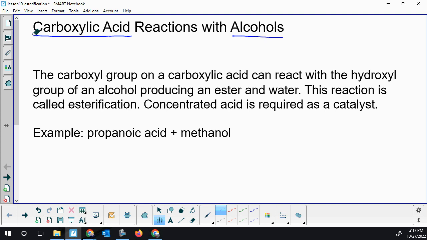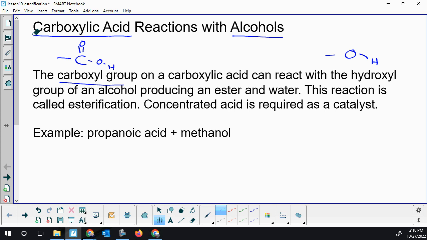You have to be a little careful though, because alcohols can do elimination with acid catalysts. But this is an alcohol with a carboxylic acid reactant. The carboxy group, C double bond O H, can react with a hydroxyl group. Again, not a hydroxide like we saw in elimination, hydroxyl. So I have a dash from the O to some hydrocarbon.